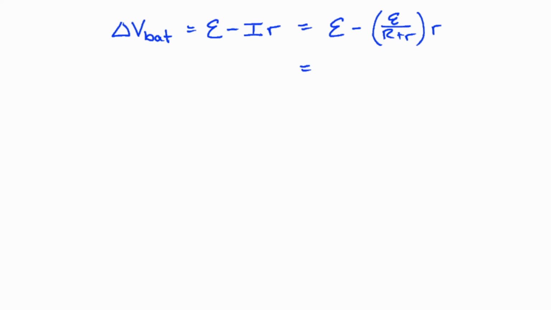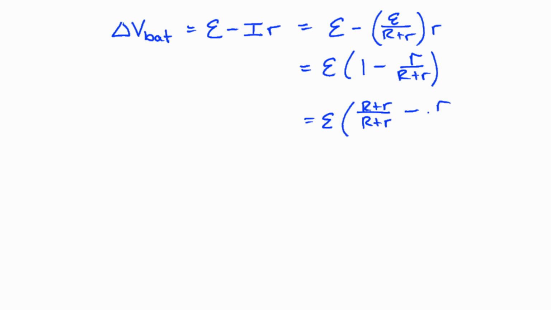And I'll start to simplify this. So I can pull out the EMF. I want to try and get a common denominator here inside the parentheses. So I'll multiply by 1 on top and bottom by R plus r. So now I can sum these things up with a common denominator. We'll notice that my little r's here cancel, leaving me with the capital R.